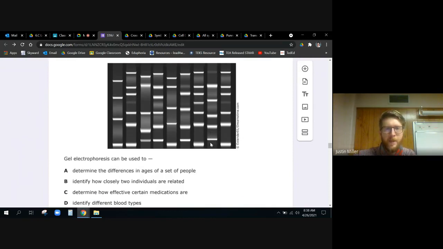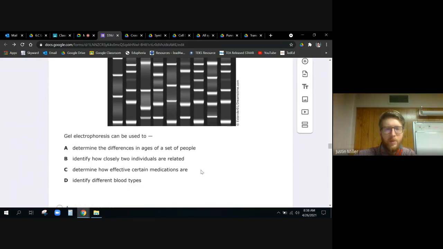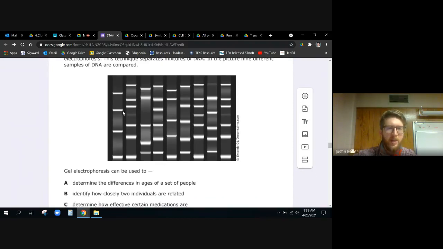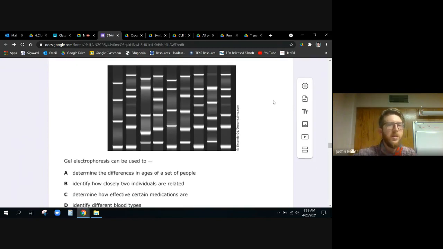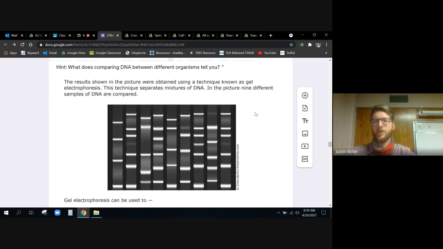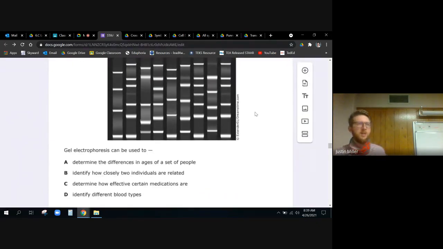So basically what we're doing is we're just looking at the DNA of these different people side by side and comparing them. And what does comparing DNA between different organisms tell you? If I take the DNA of 9 different people and I look at them all side by side, what am I probably trying to do? Correct. I'm trying to see how closely related they are. I want to see, is their DNA very similar or is their DNA very different?